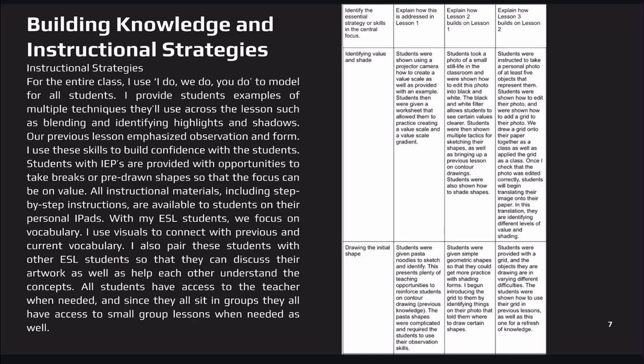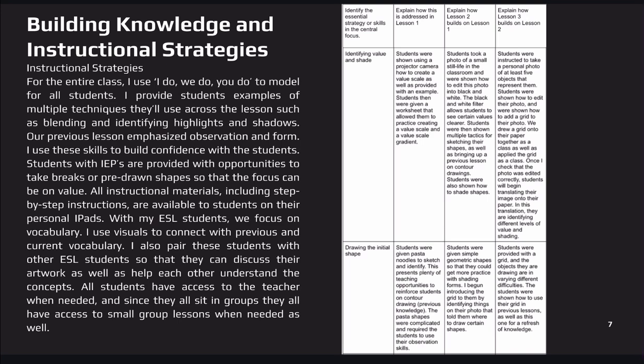All instructional materials, including any PowerPoints, any worksheets, anything completed in class, were all placed onto the students' Canvas, which they can easily access with their personal iPads, especially for students that were gone or placed into ISS. So those students were able to keep up with us as a class.